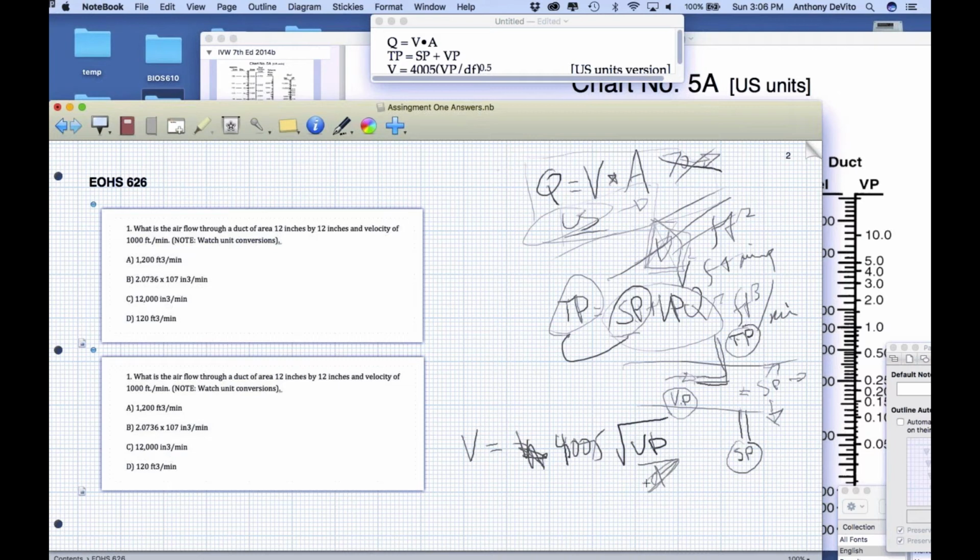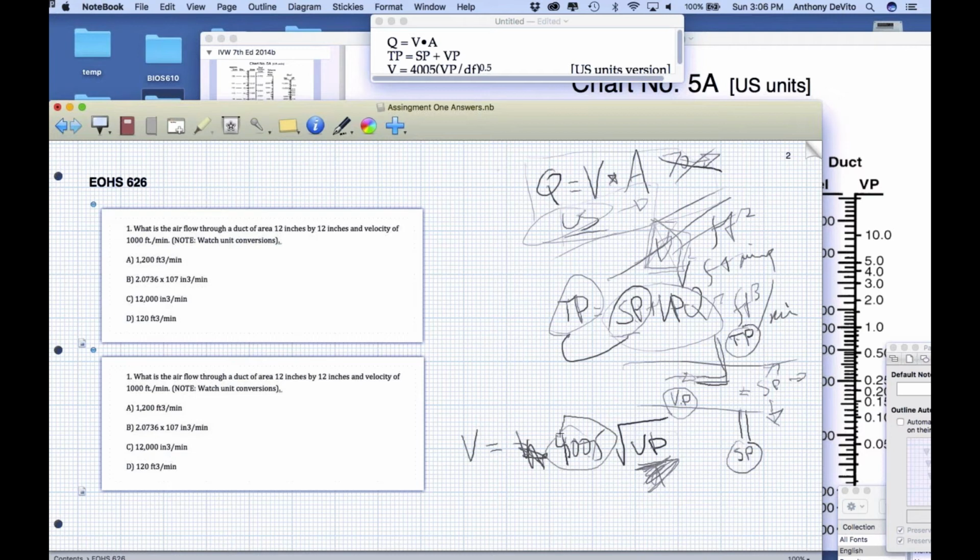If we're working at normal temperatures and pressures, we're probably going to assume that that's equal to 1. And on occasion, at very high altitudes and so on, we might actually incorporate that density factor. But for the most part, we'll be using this formula this way. So the velocity is equal to 4,005 times the square root of the velocity pressure.